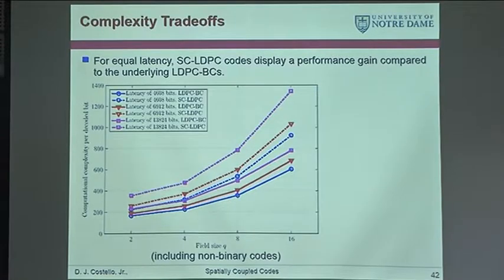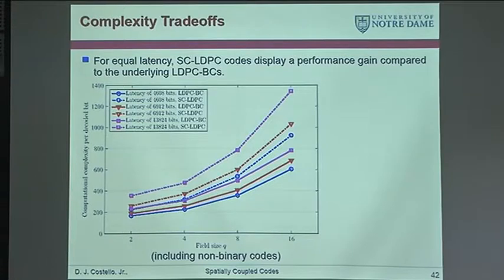Now, we tried to look at this in a number of different ways. Here we looked at complexity. When I say complexity, I just mean the number of node updates. Every time you pass a message, it depends on the degree distribution of the code you're using, it depends on the number of iterations you're using, and it depends on whether you're doing any kind of fancy decoding schedule.